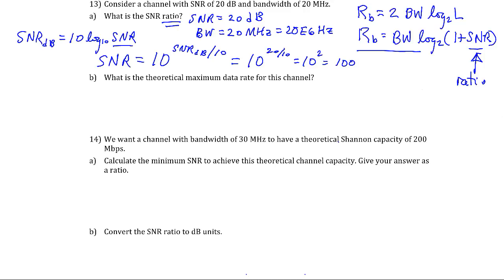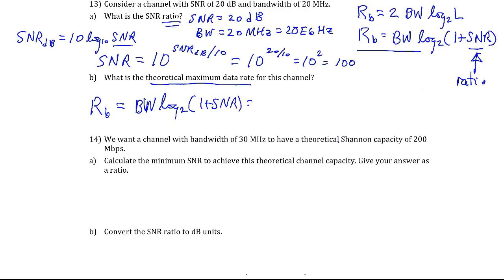Now it asks us for the theoretical maximum data rate for this channel, and I'm going to plug into the Shannon equation now. RB is the bandwidth times log base 2 of 1 plus the SNR. And this is then 20 e to the 6th, the bandwidth, times the log base 2 of 1 plus 100.